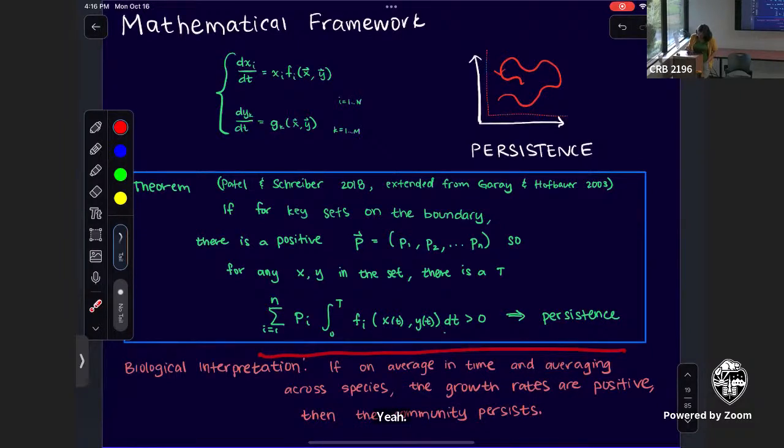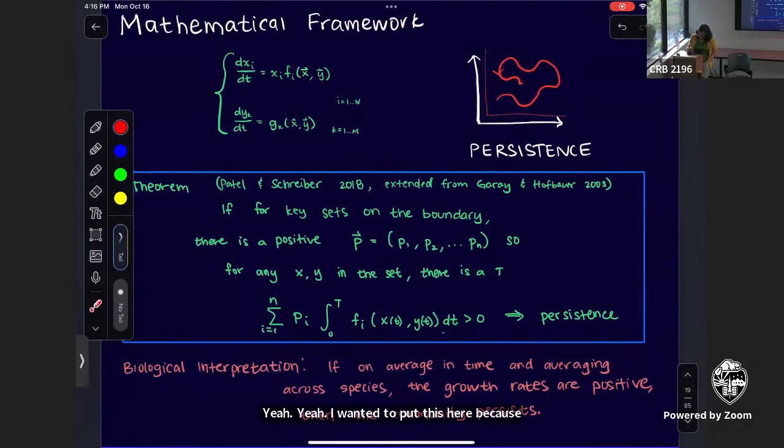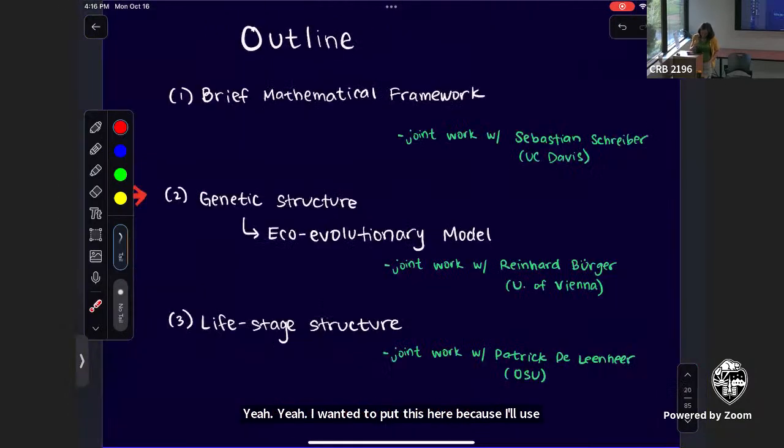I wanted to put this here because I'll use it in some specific systems. So I'll move on to the next part of my talk, which is developing a genetically structured model, an eco-evolutionary model. And I'll apply some of the persistence idea from before here.